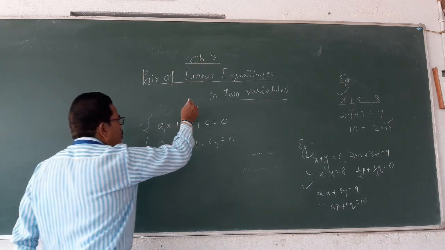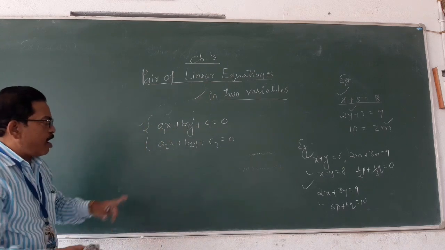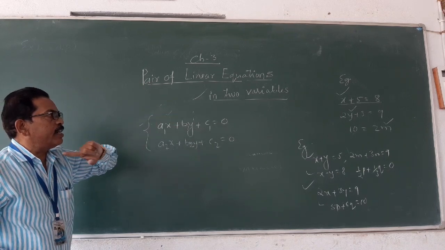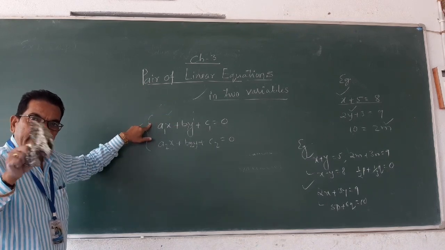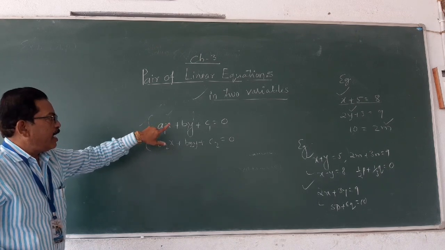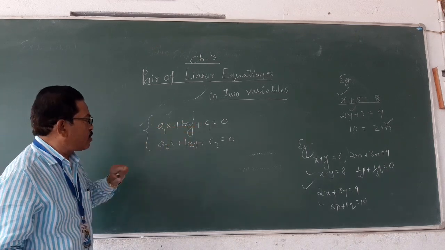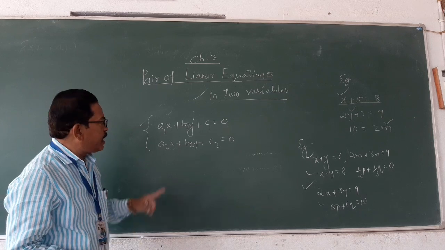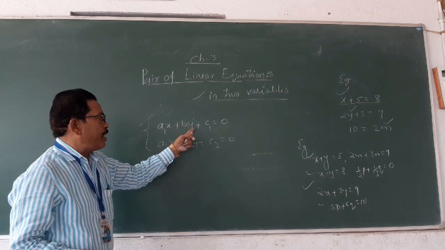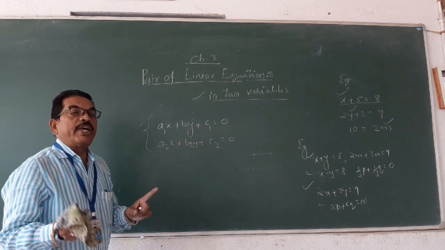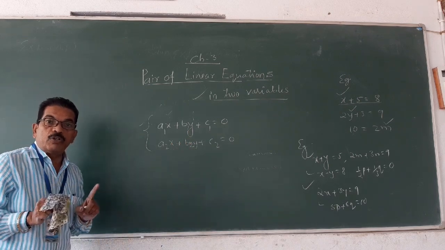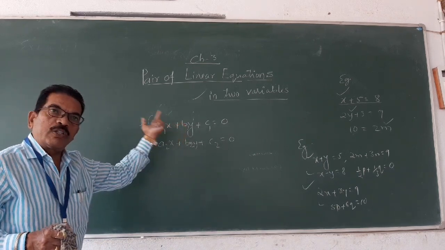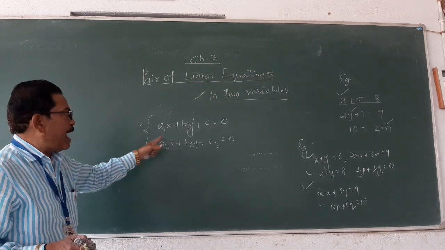Already linear equations in two variables have been expressed in the form of pairs. So that type of equations are called a pair of linear equations in two variables. The two linear equations of the form a1x plus b1y plus c1 equals 0, a2x plus b2y plus c2 equals 0. Which are the variables? Here x and y are the variables. In both the equations, the variables should be the same. If you consider x and y as the two variables in the first equation, you should also consider the variables in the second equation as x and y.